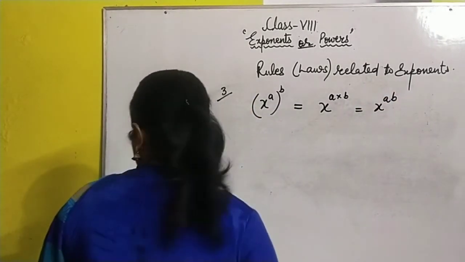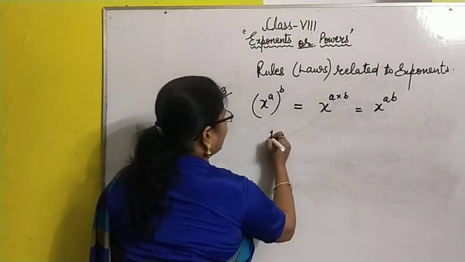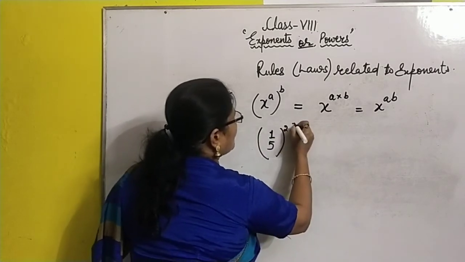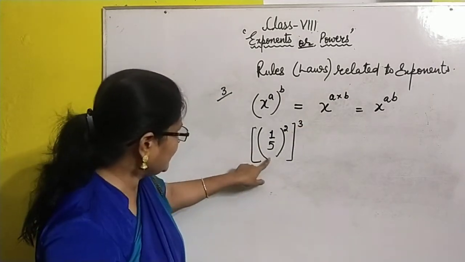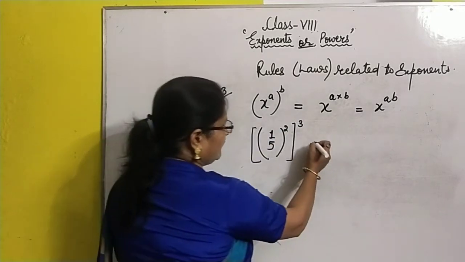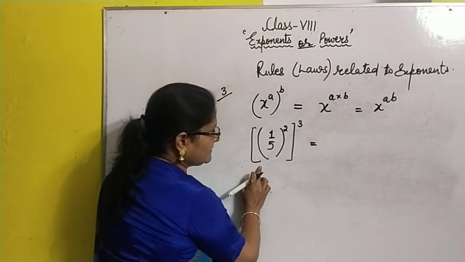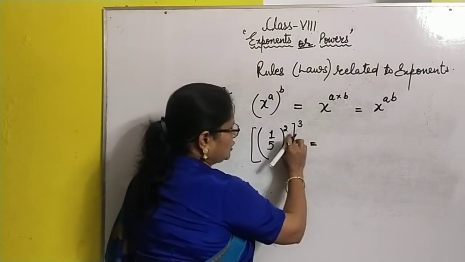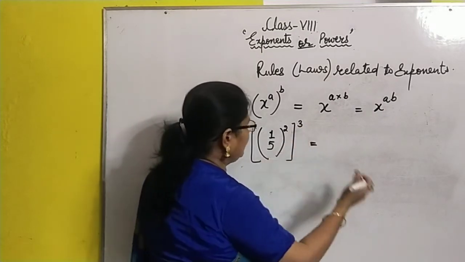Now I am taking one example to make you understand. Suppose I am writing 1 by 5 raised to the power 2, and now I am writing raised to the power 3: (1/5) raised to the power 2 raised to the power 3. So what will be the next step? In the next step you will remove this bracket, and when you remove this bracket, the powers 2 and 3 will be multiplied to each other.